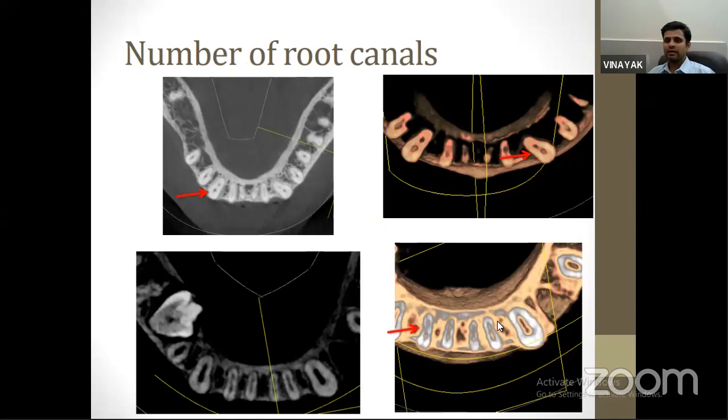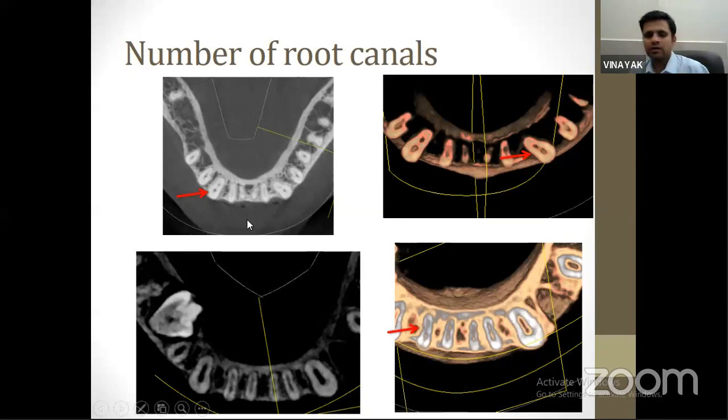Also, we can check for the number of extra canals, right? We have seen the anatomy, so these are the root canals. This is a canine. This is central, lateral, canine. All these teeth are showing you two dots, right? So there are two root canals in this: 4-1, 4-2, 4-3, 3-1, 3-2, 3-3, right?